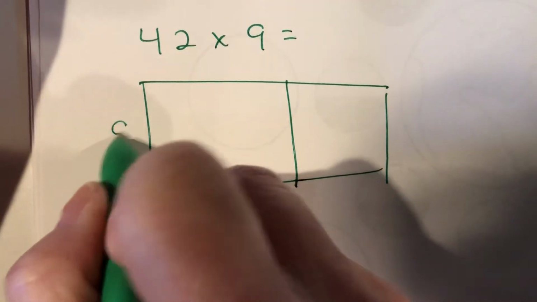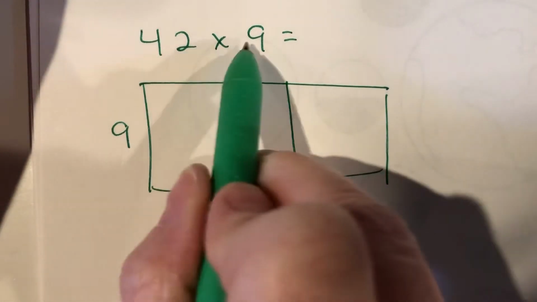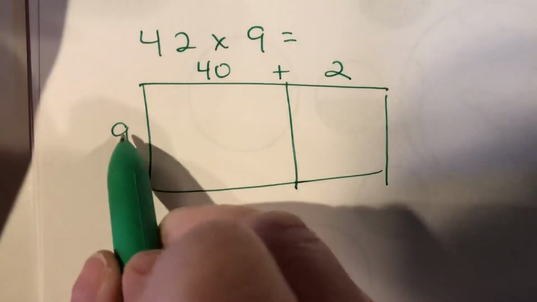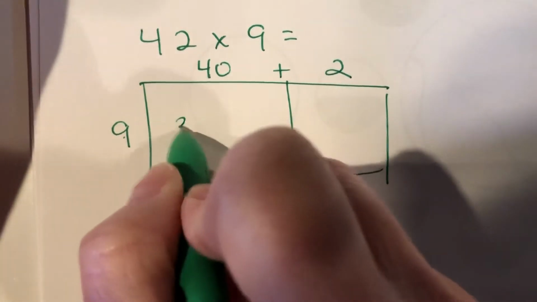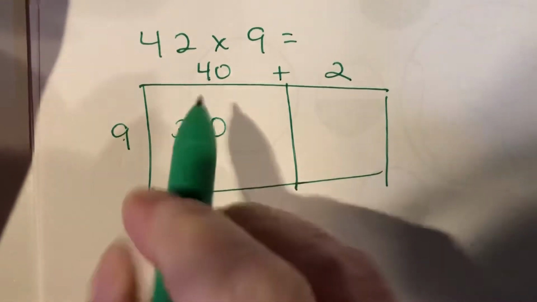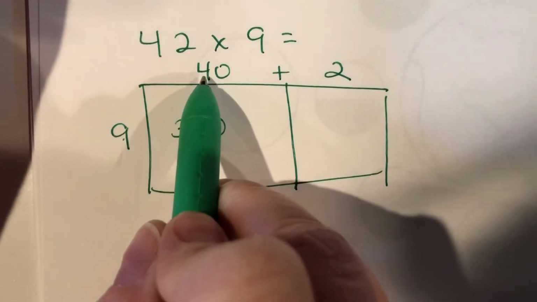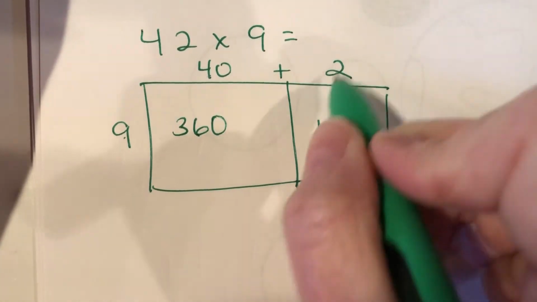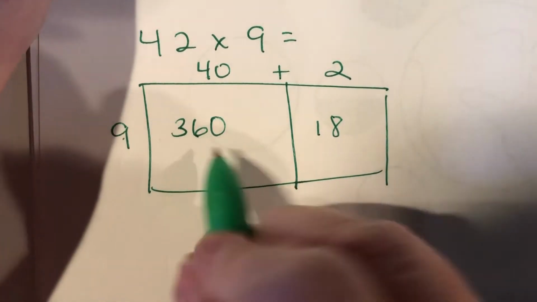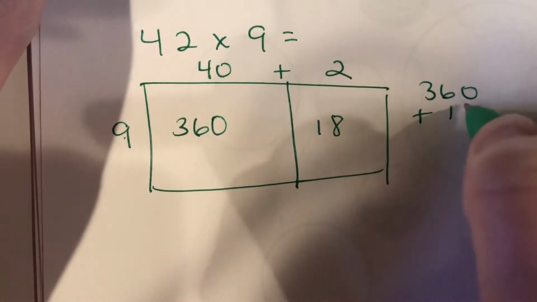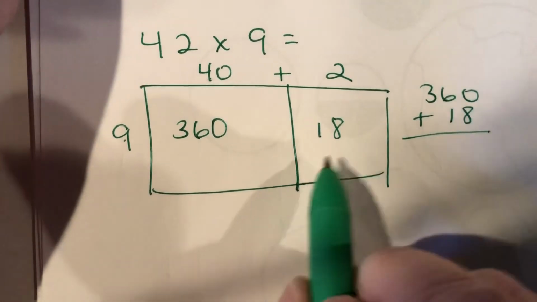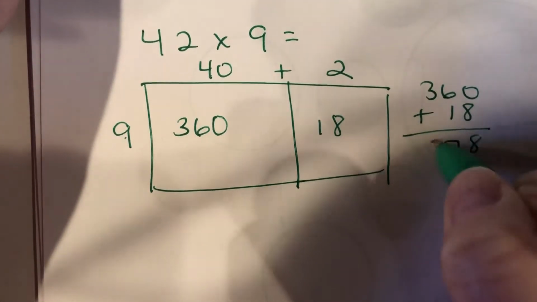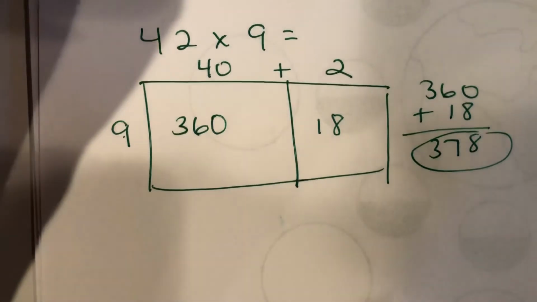Okay, I would write the 9 along the side because I'm not going to break up the 9. I'm going to break up 42 into 40 plus 2. So 9 times 40, well, 9 times 4 is 36, and 9 times 0 is 0. Okay, so all I have to do is 9 times 4 and then multiply that by 10. 9 times 2 is 18. So you have to do 360 plus 18. And you could just say, well, I know that's 378 because I added the 10 and then another 8. That's fine. If you did it this way, you're still going to get 378.